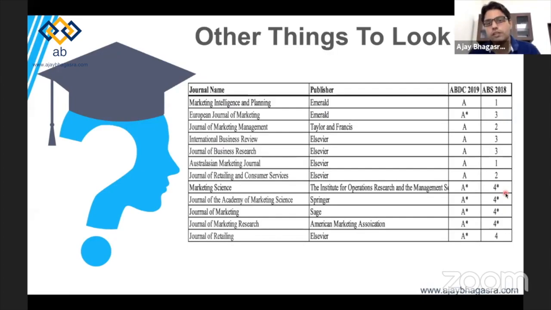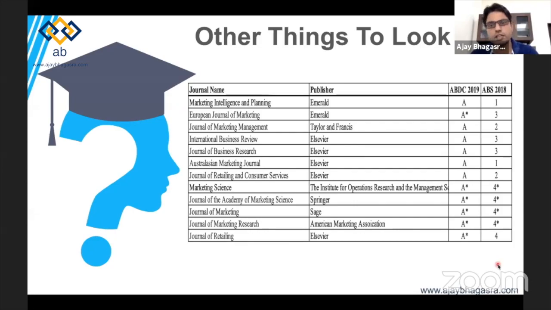Now, one more thing that you can look at is grading. In management, we have two prominent categories, ABDC and ABS. I have populated some popular journals with their grading. Why I'm showing this to you is to let you know that there is no argument, no confusion, no conflict over the top of the class journals.